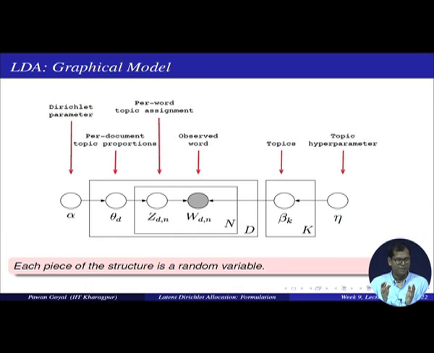What the different plates are here: you have plates corresponding to topics, documents, as well as the words in a single document, and you have all the variables that we were using earlier, all the notions that we were using earlier. There are variables for each of these. Now let us see what the actual generative model is. How do you generate the words using this structure?